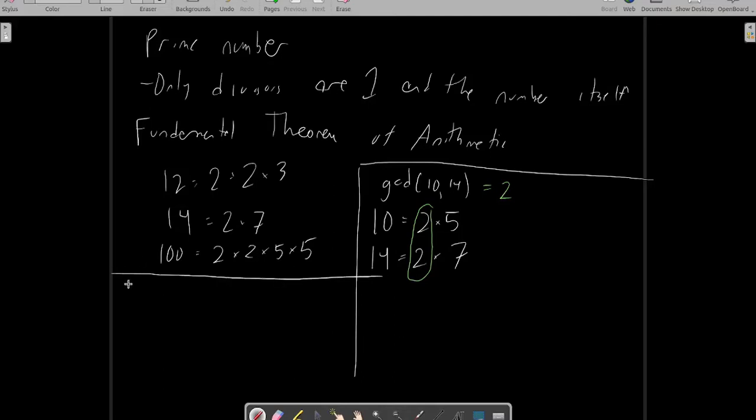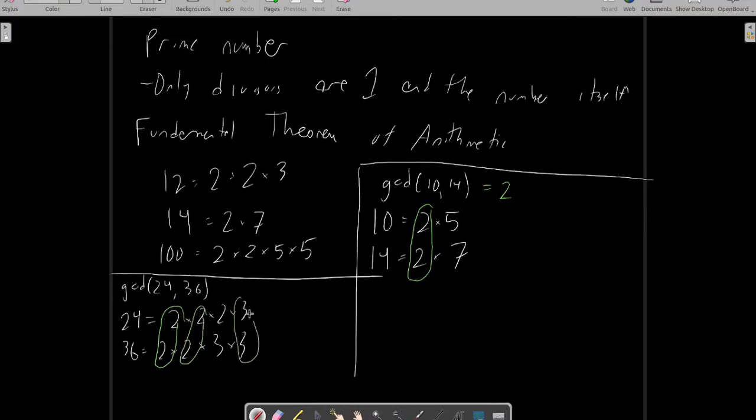Consider, say, 24 and 36. We can write them as 24 is 2 times 2 times 2 times 3, and 36 is 2 times 2 times 3 times 3. These numbers, written as products of primes, have a pair of 2's and a single 3 in common. So the GCD of 24 and 36 is 2 times 2 times 3, or 12. We could verify that by hand with Euclid's algorithm, but I'll leave that as an exercise to the viewer.